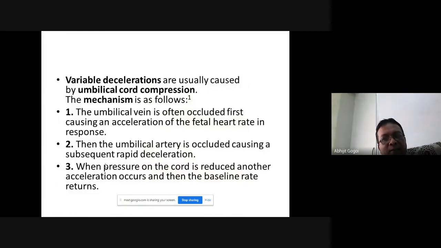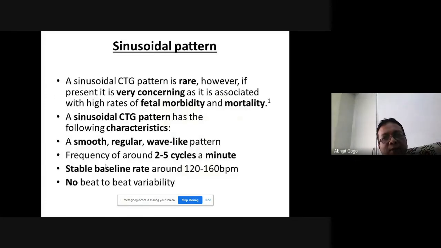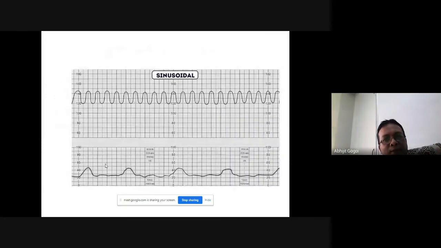Other than that, you can also find a sinusoidal pattern, a sine wave. You can see here the baseline is 120, and it's not zigzag, so we know there is some problem. Severe fetal hypoxia cases, okay, or there is maternal bleeding. For placenta previa, you'll get a sinusoidal wave.